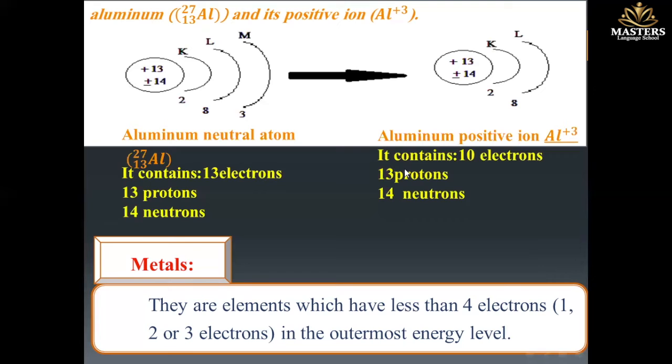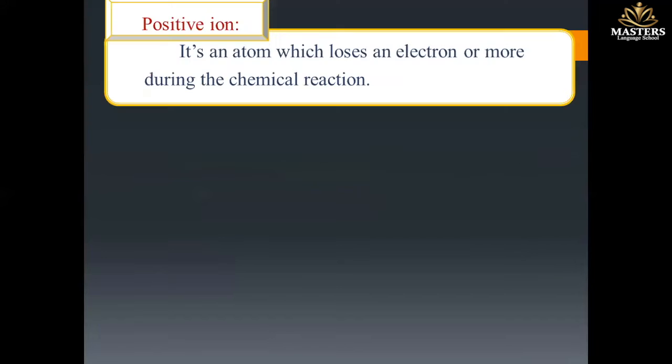From above, you can know the meaning of metals. Metals are the elements which have less than 4 electrons in the outermost energy level, and they form positive ions. And what is the meaning of positive ion? A positive ion is an atom which loses an electron or more during the chemical reaction.